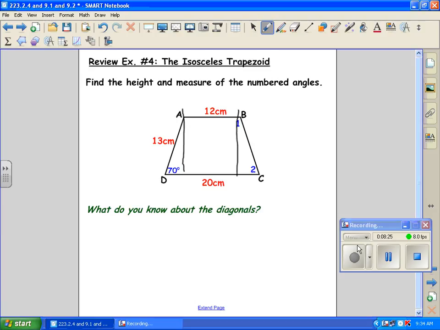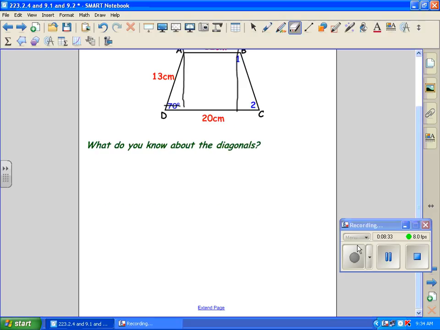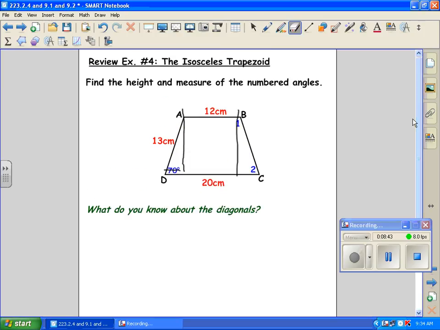Gina's marking up the height on the rhombus, I mean the isosceles trapezoid. She's finding the height. She marked up the height and then found the base angle, I mean the base side, which was 4.